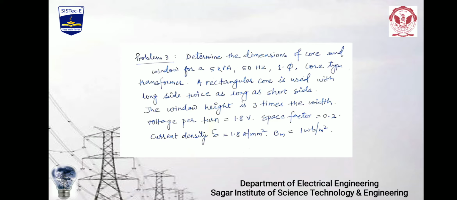The problem 3 is: determine the dimensions of core and window for a 5 kVA 50 Hz single phase core type transformer. A rectangular core is used with a long side twice as long as the short side. The window height is 3 times the width. Voltage per turn is equal to 1.8 volt. Space factor is equal to 0.2. Current density delta is equal to 1.8 ampere per mm square. Bm is equal to 1 Weber per meter square.